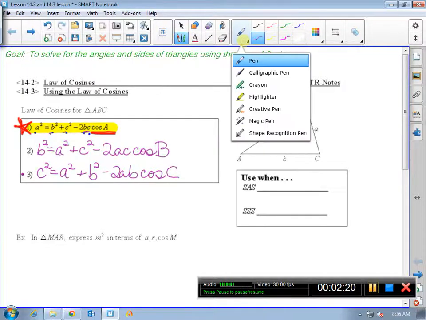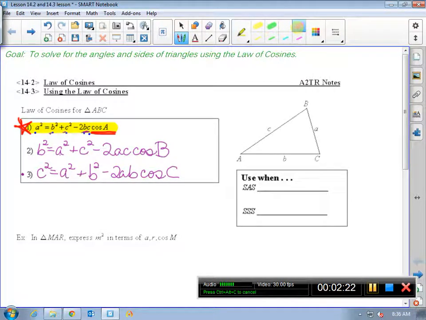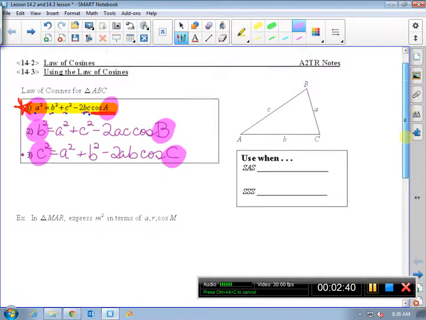As a little check, if you're ever worried that you have it set up right, you can see that this side out here matches across from the angle out here. This b squared is across from angle B. This side c is across from angle C. So the angles at the ends match.